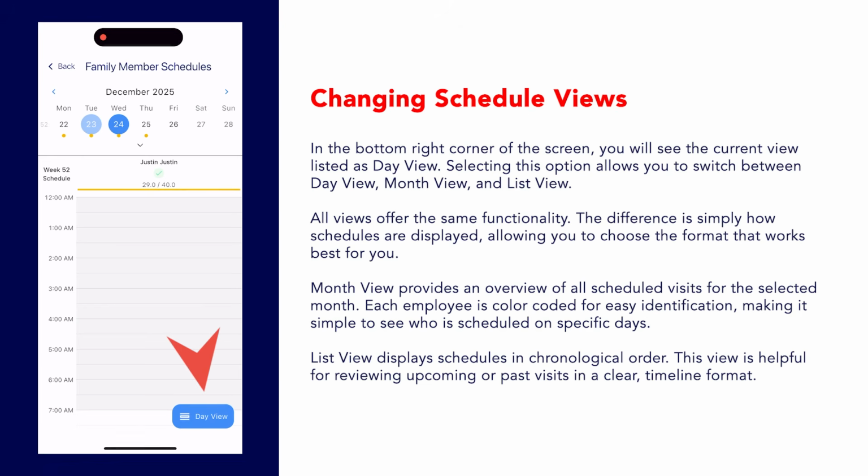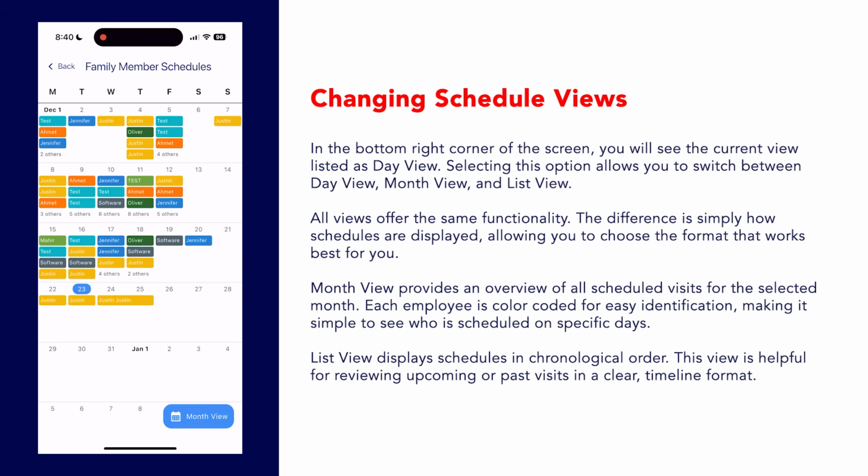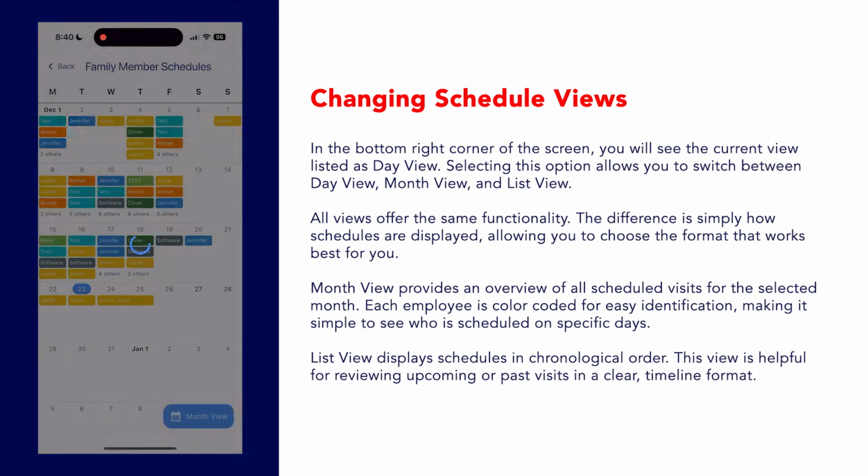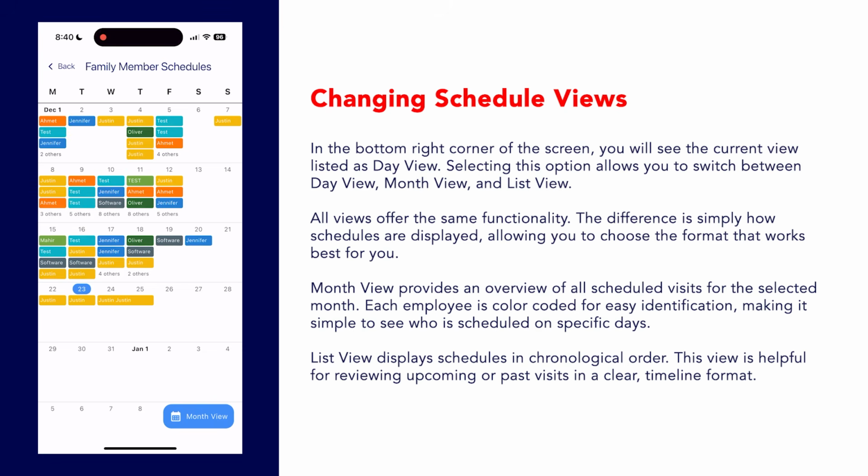Changing schedule views. In the bottom right corner of the screen, you will see the current view listed as Day View. Selecting this option allows you to switch between Day View, Month View, and List View. All views offer the same functionality. The difference is simply how schedules are displayed, allowing you to choose the format that works best for you.